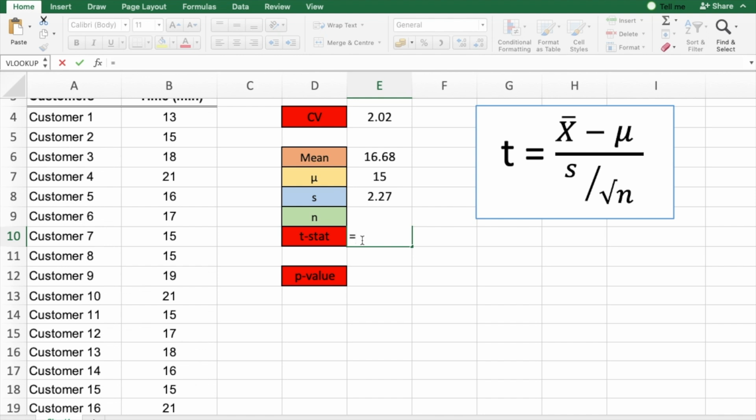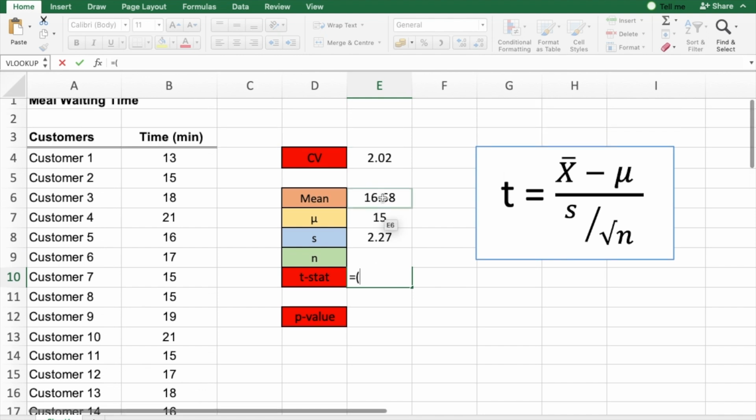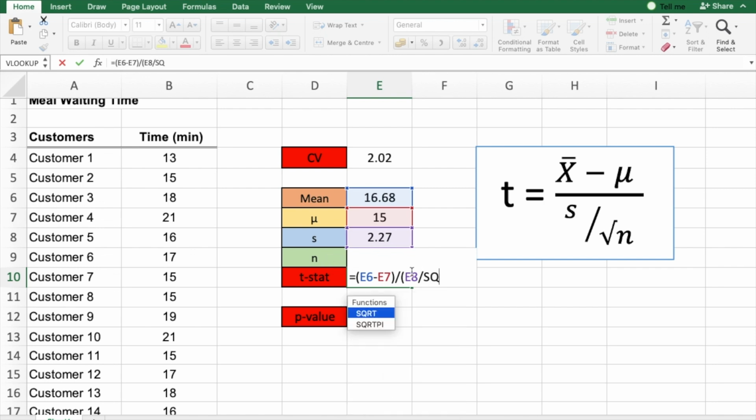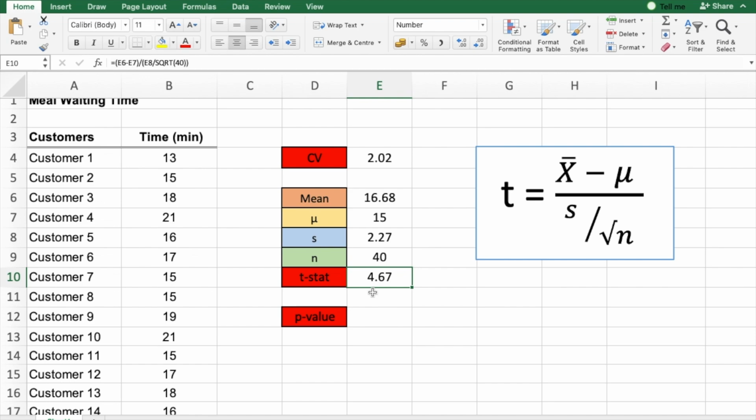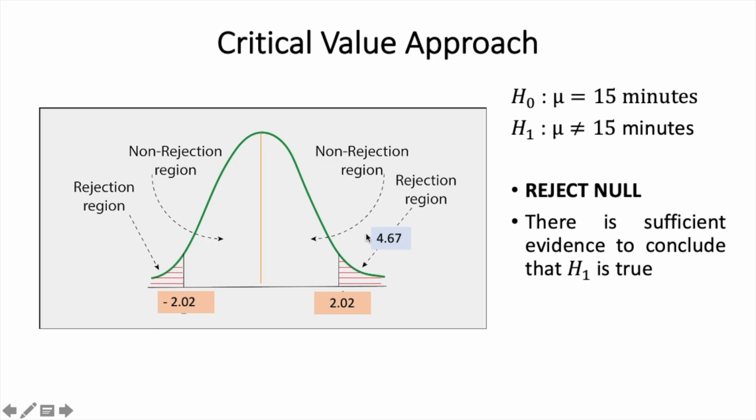Equal sign. So we open bracket. We have the mean minus the hypothesized mean, close bracket, divide by, we open bracket. We have the sample standard deviation, and we divide by the square root of the sample size. So we put in the square root, SQRT, and we have 40. We close the bracket and we close the entire bracket. Yeah, and we click enter. It is 4.67. So we can see the t statistic is 4.67.